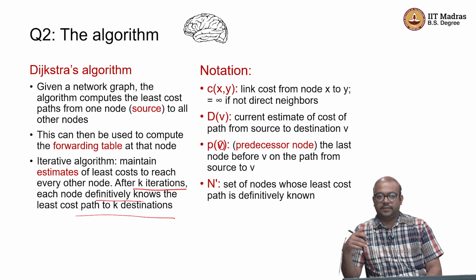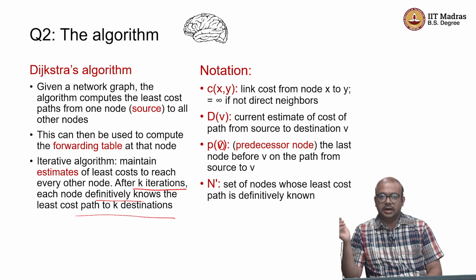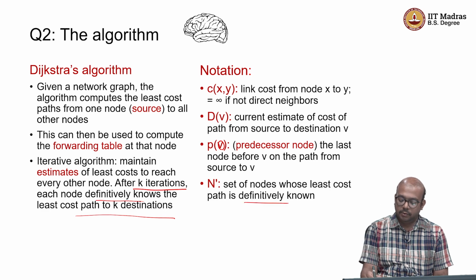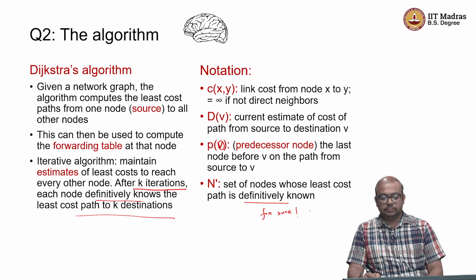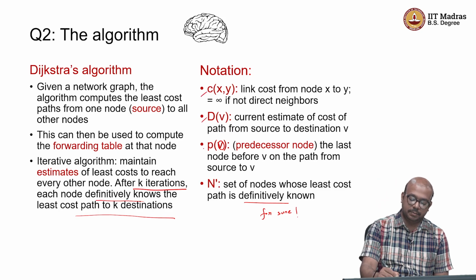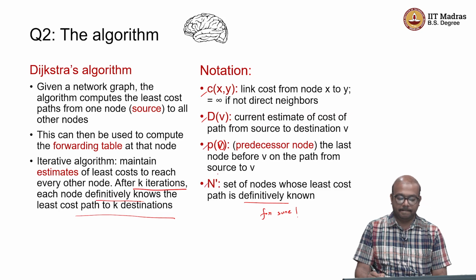But you need to do further iterations till all the nodes in the network belong to N prime, because N prime is the set that we are trying to build and grow, right. As more and more nodes are added to N prime, we know the least cost path to them for sure, right. So, definitively known means for sure, right. Okay. So, these are the notations: c, d, the predecessor node, and N prime.